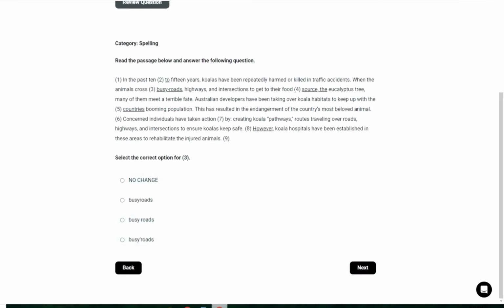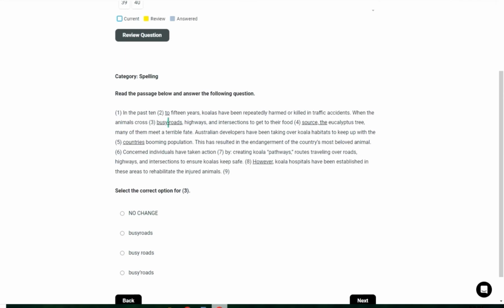When the animals cross busy roads, highways, and intersections to get their food source. So we're looking at this word, busy roads, and we're seeing, do we need to change it? And if so, what should we change it to? Busy, and this one's hyphenating busy roads. Now, right away, you should say that's not right, because busy roads is not something that you would join together to create a compound word. Something like eye-opener you would connect, or 22-year-old is something you would want to connect. Not busy roads, because busy is describing roads. It's an adjective for the noun road. So no change would be incorrect.